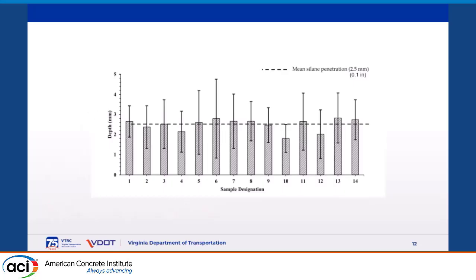For all 14 cores, we measured 45 measurements of the silane penetration. And as you can see, the first observation is that we have high variation in the penetration of the silane, right? So it means that the silane didn't penetrate uniformly. And when we compare the silane penetration with the required penetration depth asked by many specifications, the average value didn't reach the required penetration depths.